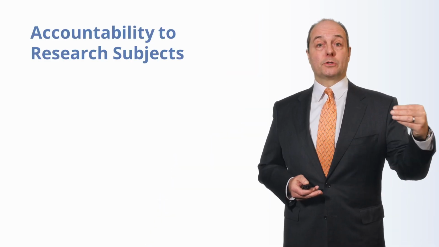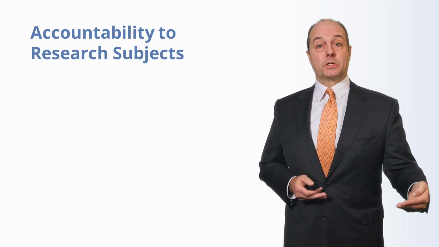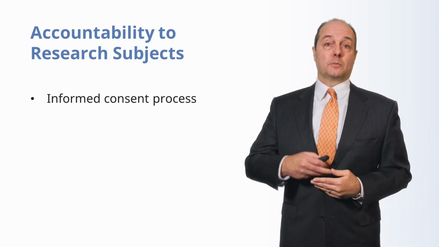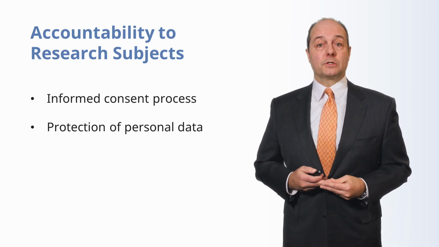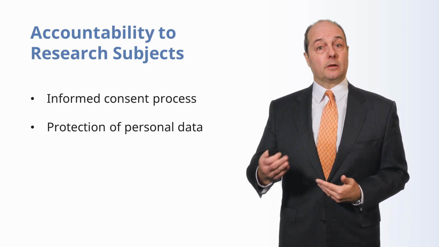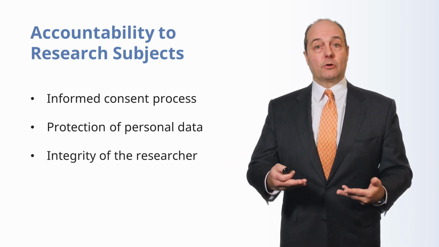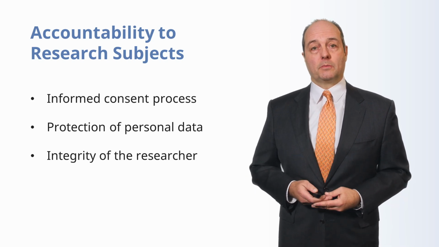The other ways that it's important to think about accountability in especially clinical research is what are we doing in terms of accountability to the research subjects. So editors of journals will want to make sure that there's been adequate protection of research subjects, that there's been an informed consent process, that there's been means to protect the identity or the personal information of research subjects, so issues of confidentiality and privacy. And the biggest one is just the integrity of the work and the integrity of the researcher. That also speaks to accountability.